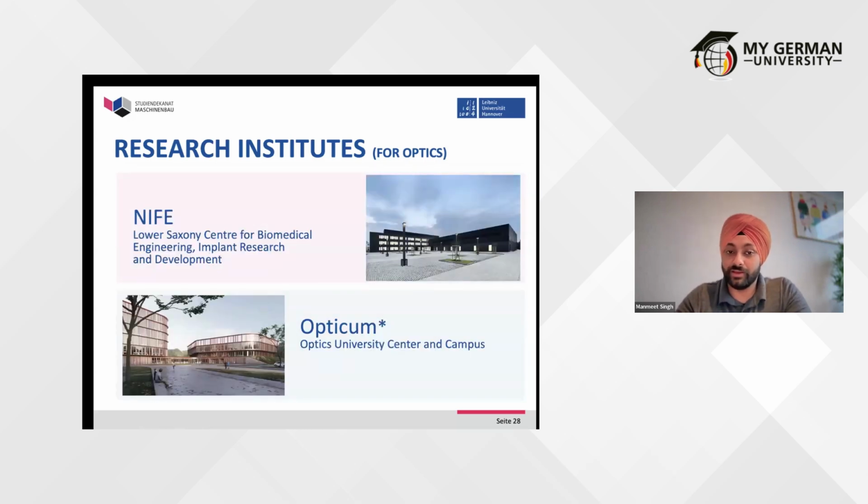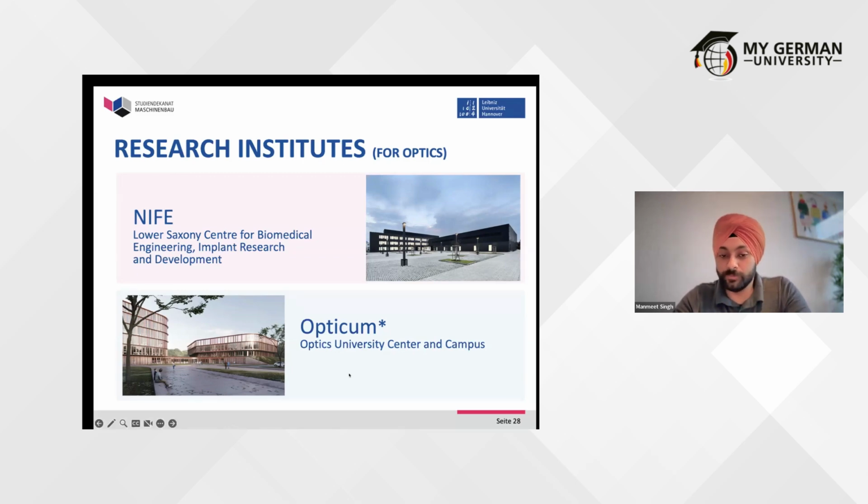Then we have NIFE. That's a government institute, Lower Saxony being a state. We have the Lower Saxony Center for Biomedical Engineering, Implant Research and Development. That's a government research institute, which also works in combination with Leibniz University and the medical school in Hannover. Here, most of the research is done in the field of biophotonics. There you have microfluidic channels, lab on chip, nanoparticles, optical tweezers, so such topics are researched there. My research is also done at NIFE.